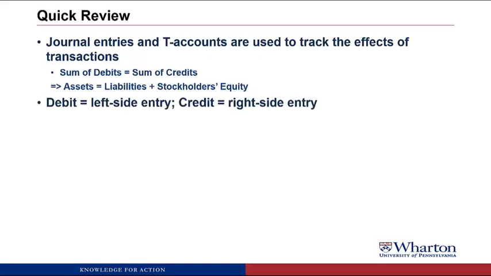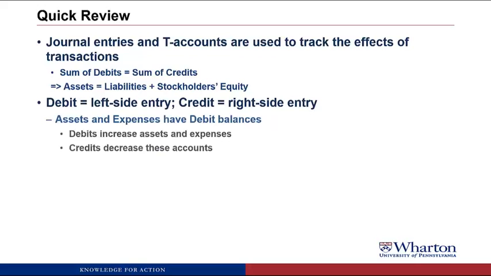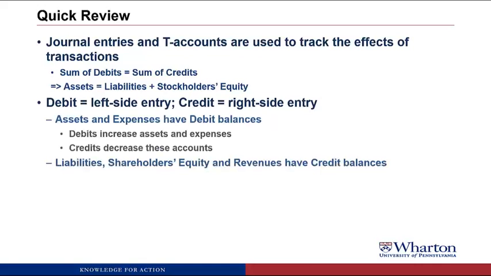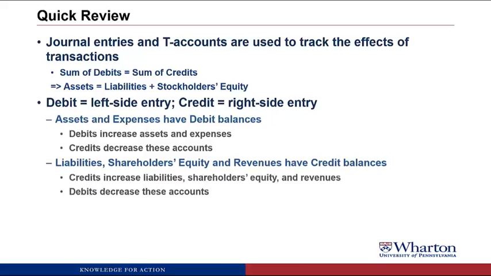We saw that debit simply means left side entry, credit simply means right side entry. What we do is we call asset and expense accounts debit balance accounts, so that debits increase assets and expenses and credits decrease them. We saw that liabilities, stockholders' equity, and revenues have credit balances. So credits increase liabilities, stockholders' equity, and revenues, whereas debits decrease them. And through this system, as long as our debits equal our credits, we know that our balance sheet equation will balance.